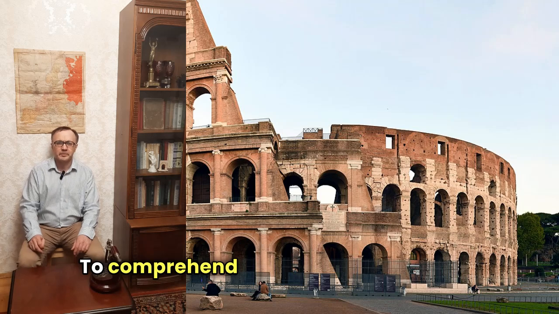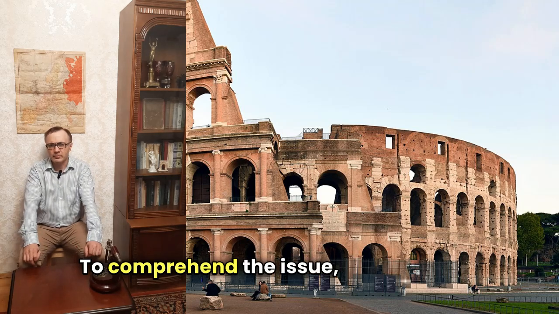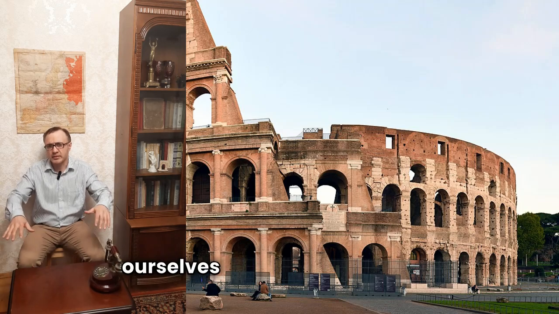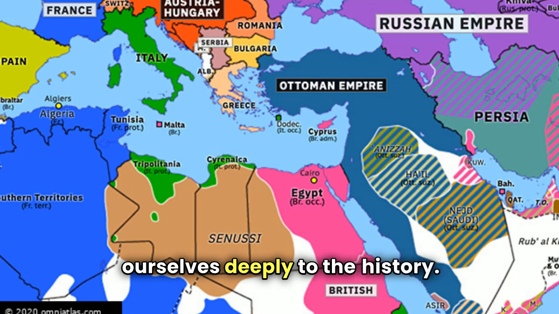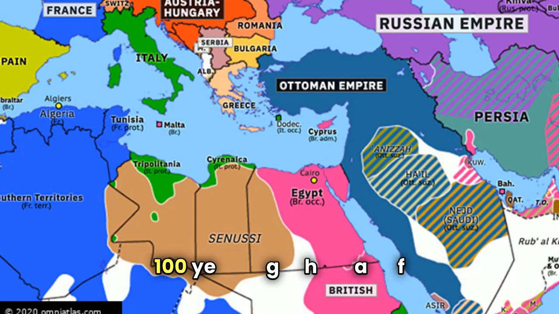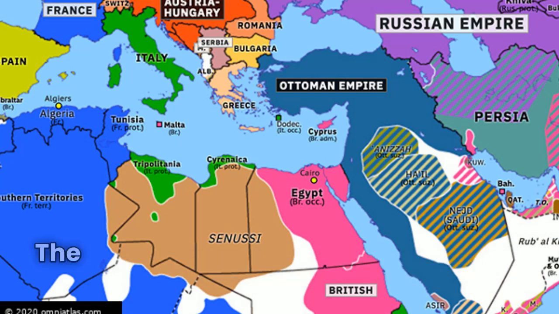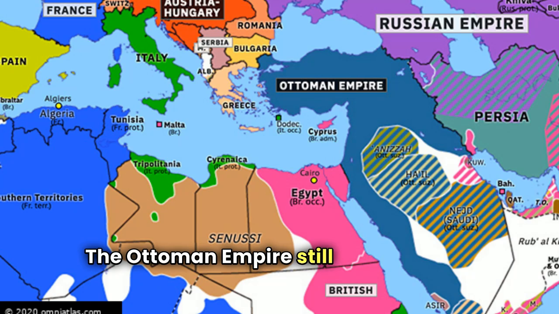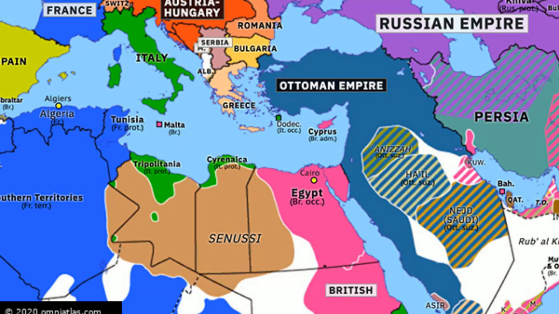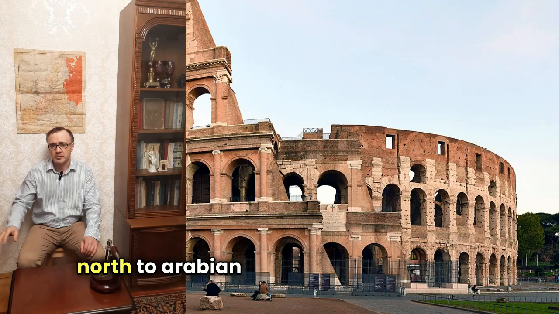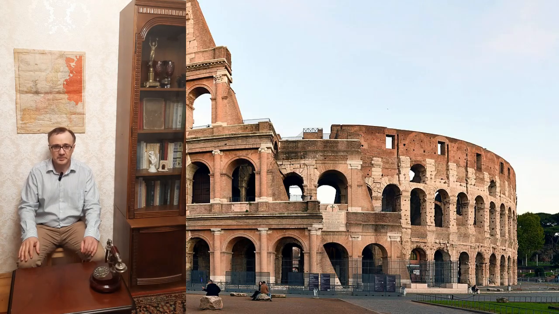To comprehend the issue, let's immerse ourselves deeply in the history. 100 years ago, the map of the region looked completely different. The Ottoman Empire still existed, and it controlled everything in the region, from modern-day Turkey in the north to the Arabian Peninsula in the south.